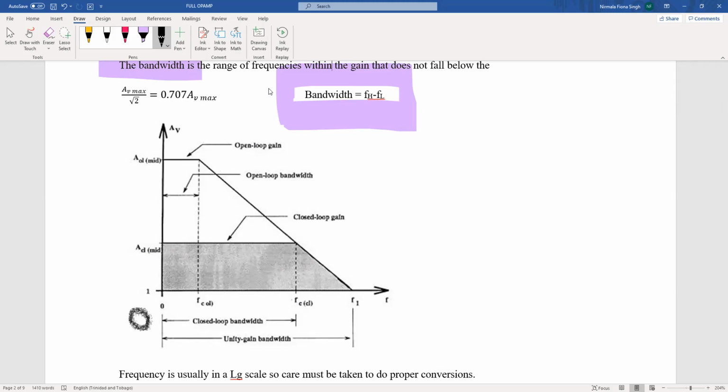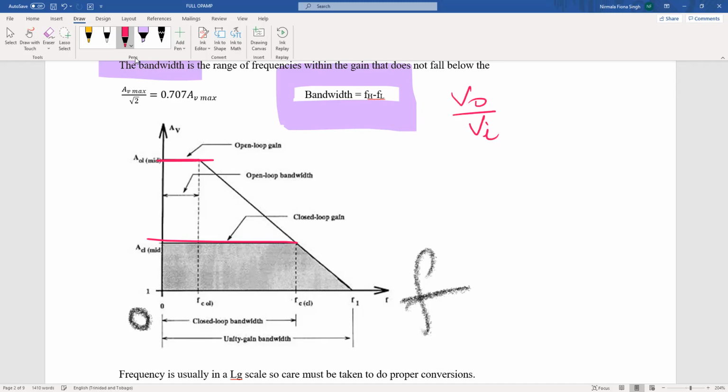All right. So we have our frequency curve here, and we have our amplifier. Now we have our open loop gain. This is our open loop gain, and we have our closed loop gain. Open loop gain is always greater than closed loop gain. What is open loop again? It is just V naught over VI.